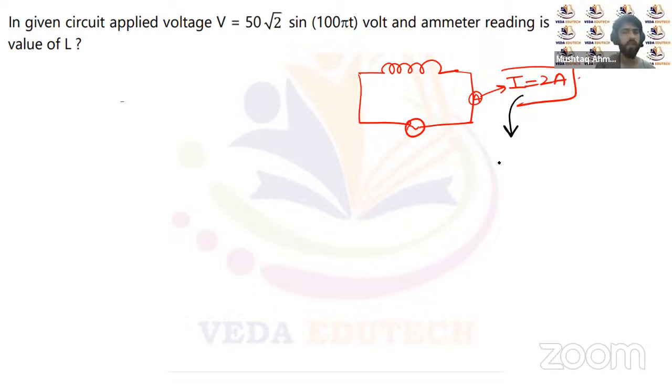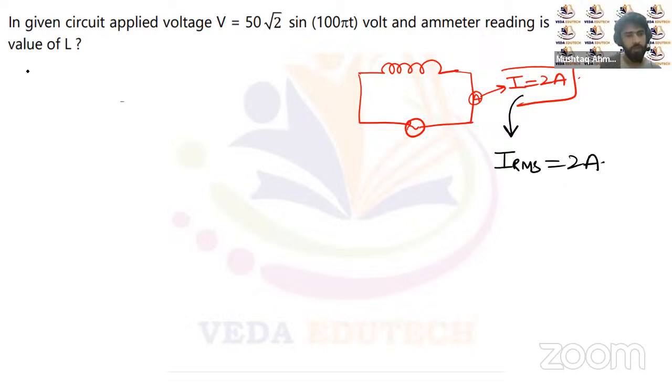So whenever we say that ammeter reading is 2 amperes or 3 amperes or 4 amperes, it means that we are just talking about this value of the average, that's the IRMS. So the IRMS value is given as 2 amperes, right?